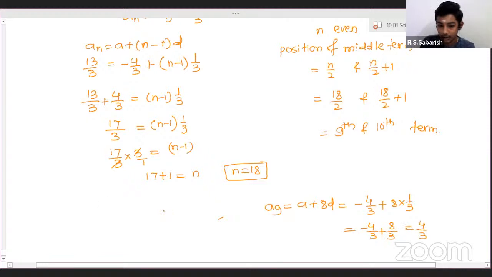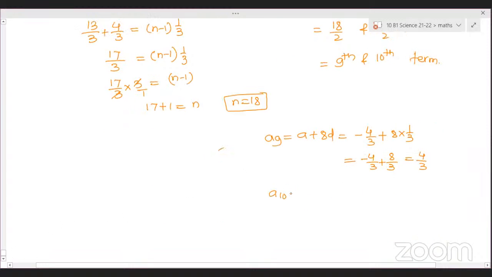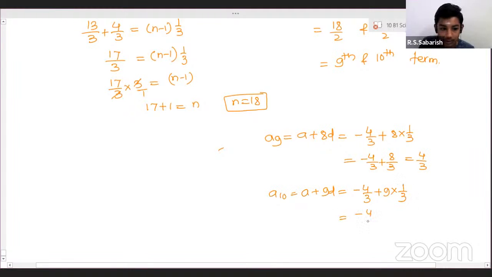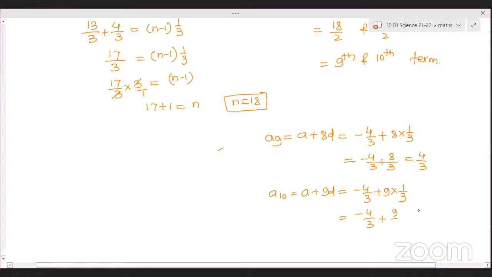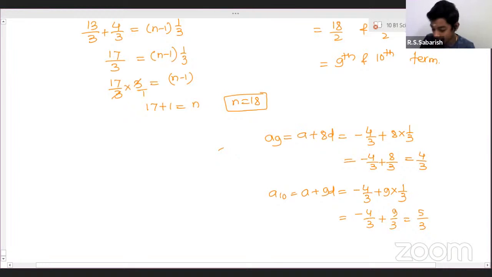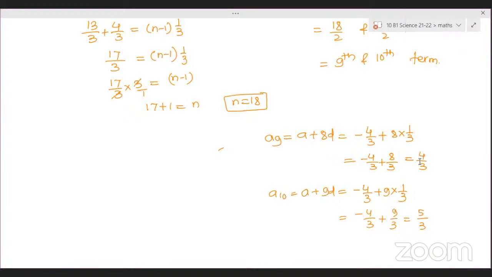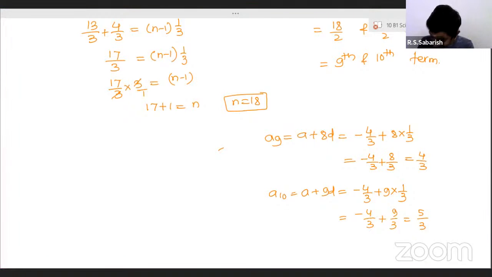And A10 is equal to A9 plus D. A10 is equal to A plus 9D. That is minus 4 by 3 plus 9 into 1 by 3. Minus 4 by 3 plus 9 by 3, that is equal to 5 by 3. So 4 by 3 and 5 by 3 are the terms. And they have asked the sum of the middle terms, so we have to add them. 4 by 3 plus 5 by 3, which is 9 by 3. 9 by 3 is 3. Yes, ma'am. Clear, ma'am.